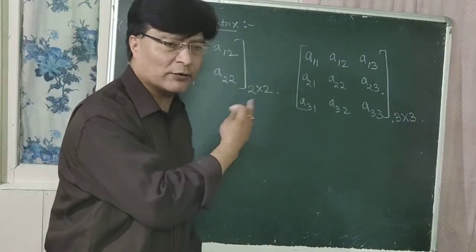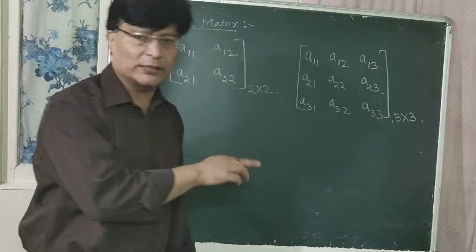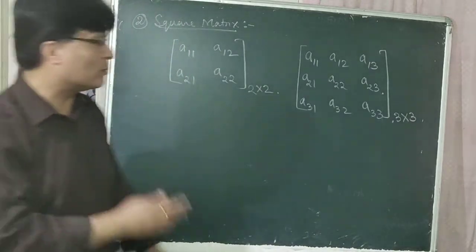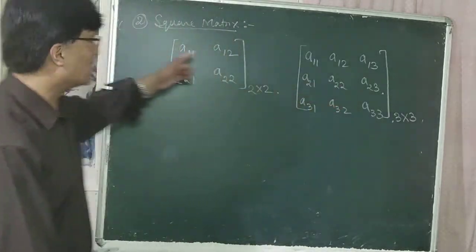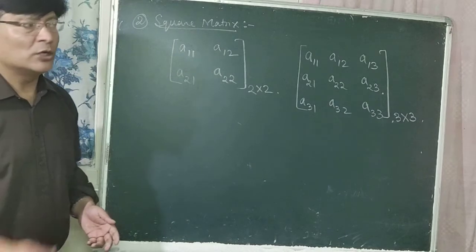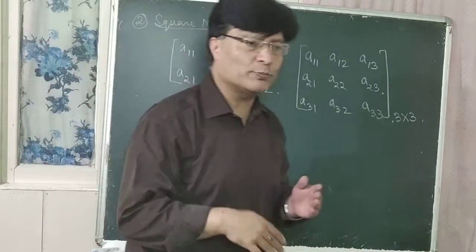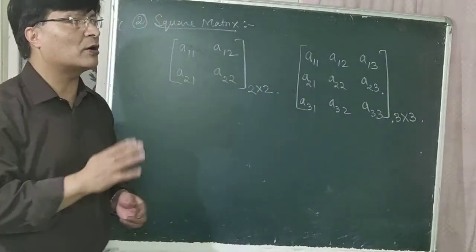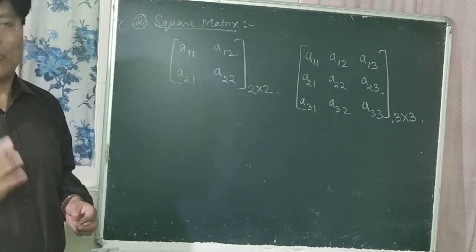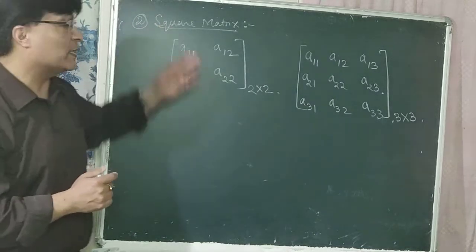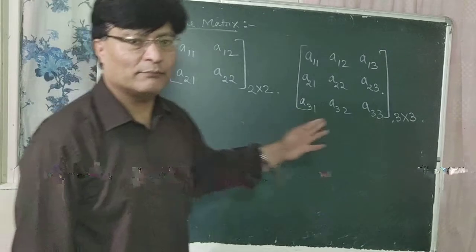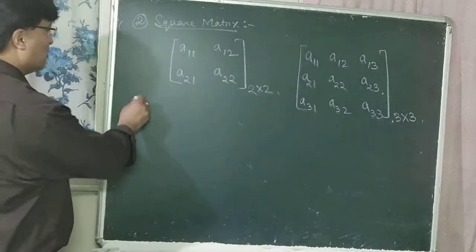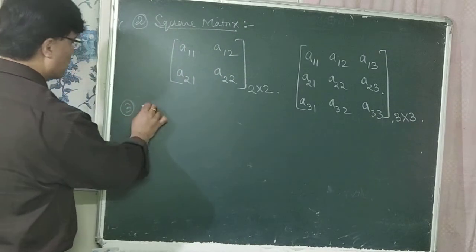So the number of rows here is 3, and the number of columns is also 3. That means the number of rows is equal to the number of columns. This type of matrix is known as what? Square matrix. So a matrix is said to be a square matrix if the number of rows is equal to the number of columns, right? So this matrix is known as what? Square matrix.